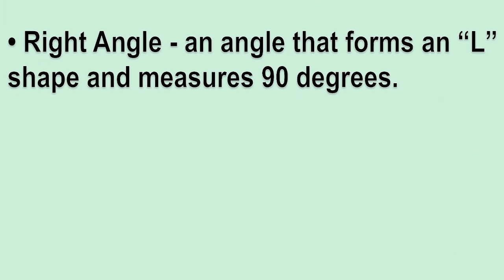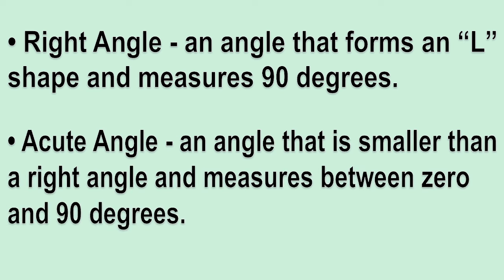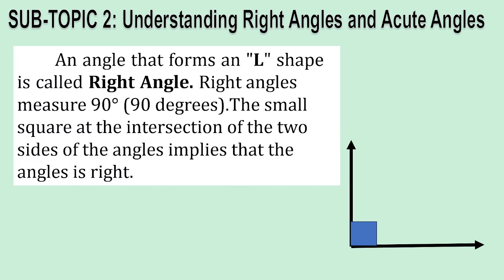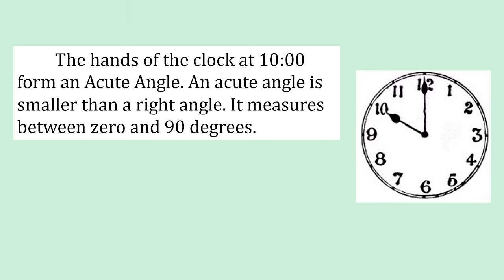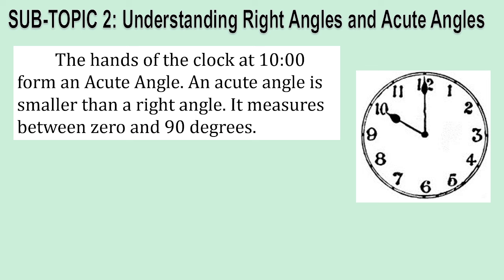So right angle, an angle that forms an L shape and measures 90 degrees. Acute angle, an angle that is smaller than a right angle and measures between 0 and 90 degrees. An angle that forms an L shape is called right angle. Right angles measure 90 degrees. The small square at the intersection of the two sides of the angle implies that the angle is right. The hands of the clock at 10 o'clock form an acute angle. An acute angle is smaller than a right angle. It measures between 0 and 90 degrees.